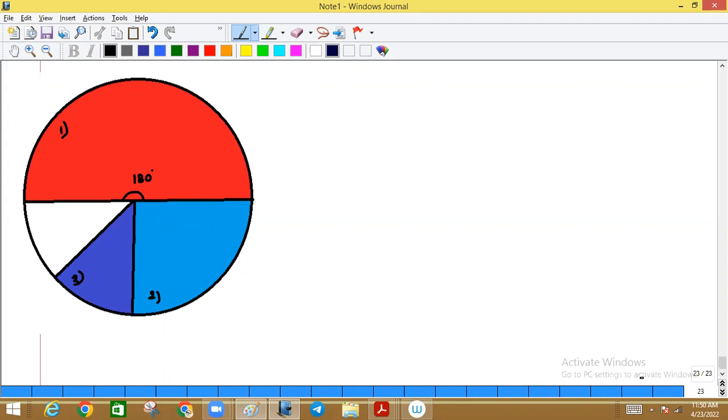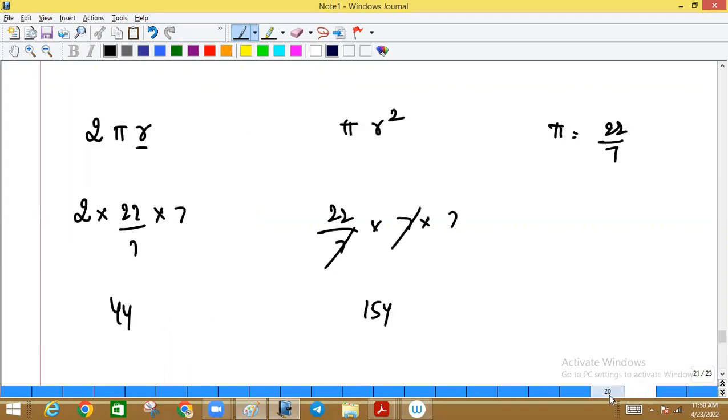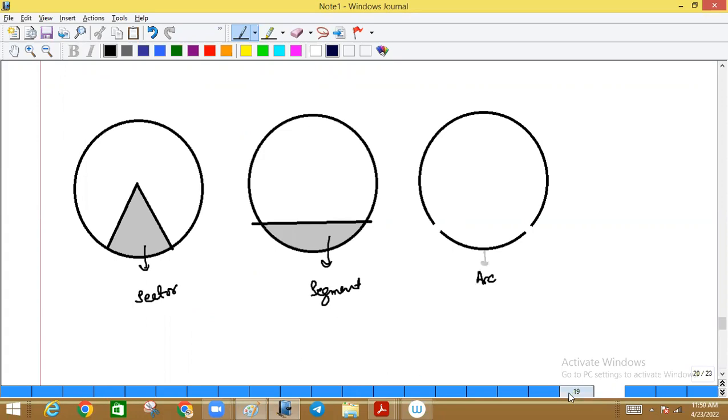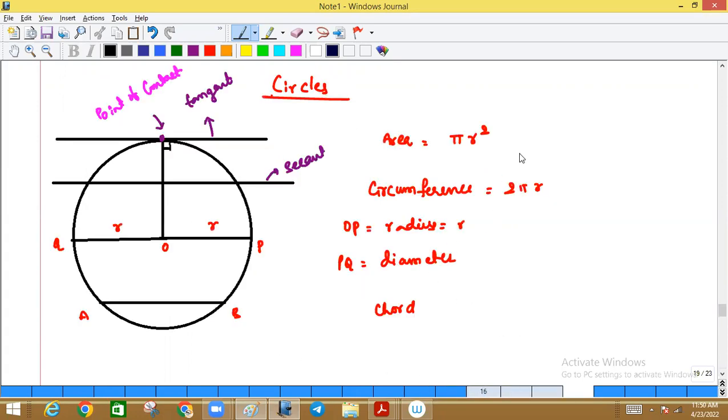What is the full circle area? What is the area of circle we have seen? The area of a circle is pi r square. And the circumference of a circle is 2 pi r.